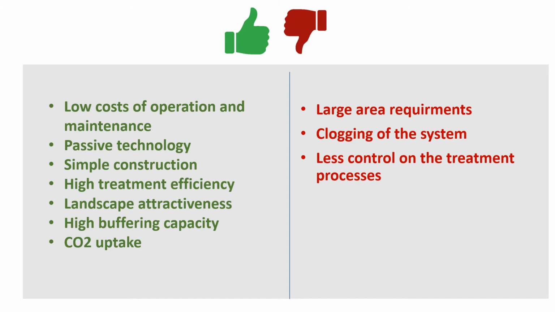And what are constructed wetlands' disadvantages? They need a relatively larger land area than conventional wastewater treatment plants. We can say that from 2 to 5 square meters per PE. They can become clogged due to wrong selection of substrate or poor construction and maintenance. And it is harder to control treatment processes, so once the system is built, it can be adjusted only to a small extent.